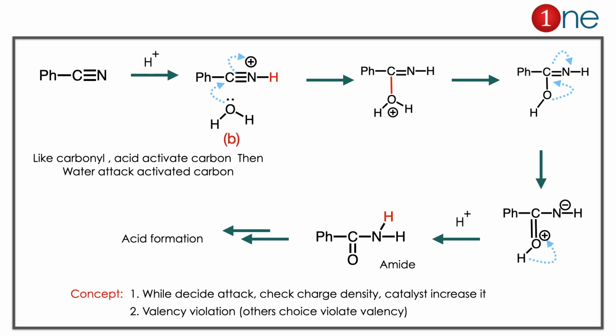So it's a multi-step process, that's why the question gets importance here. So finally you get the acid after the amide. So the water keeps on attacking until the amine leaves. Finally you get the acid there. Here the concept you have to learn is that while you are designing the attack, check the charge density. Normally the charge density is increased by the catalyst. The second thing is valency violation. Whenever you attack, if the valency is already violated, it means you cannot attack further.